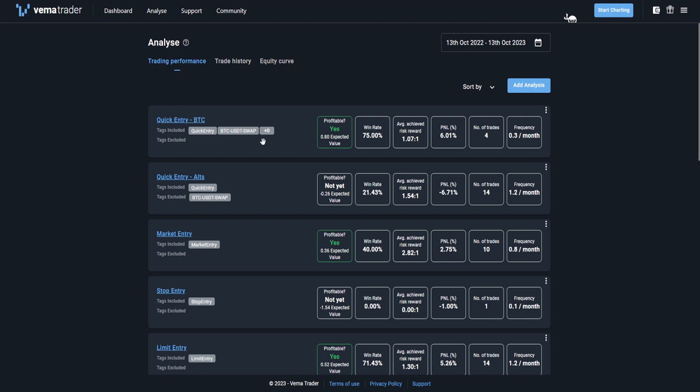So what I would say to this trader is put a rule in your trade plan that you only take quick entry trades on Bitcoin. You do not take them on alts because alts are costing you money right now.